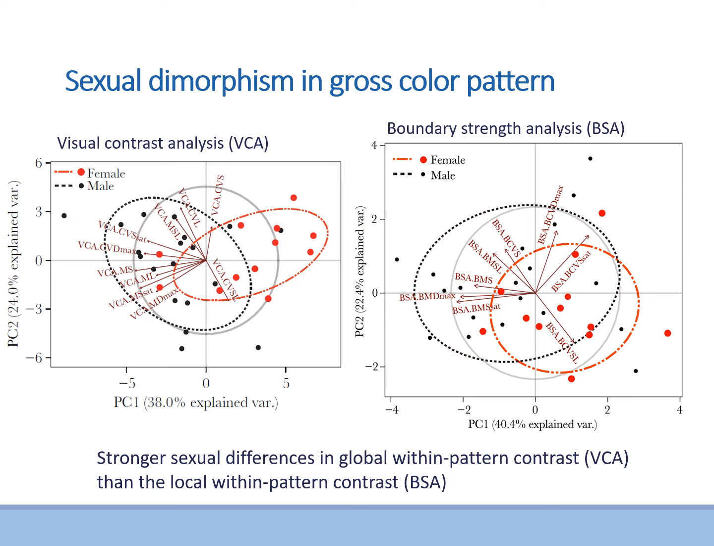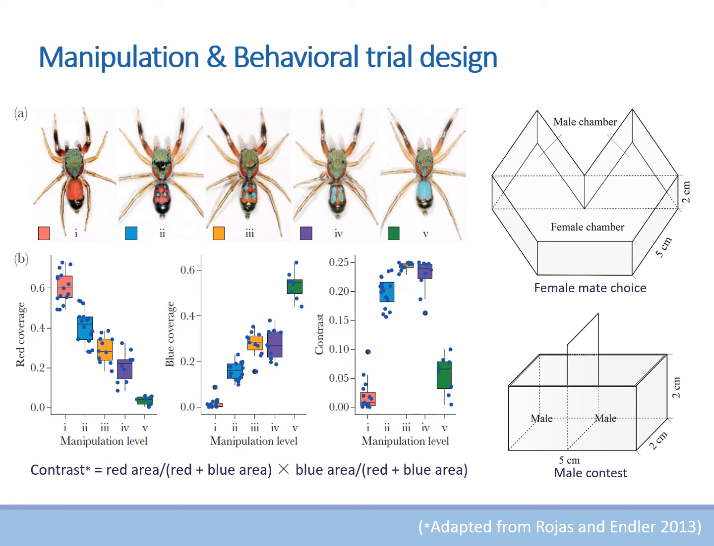We analyzed the QCPA output of gross color pattern with PCA as well. From the visual contrast analysis result, we noted that there is a stronger sexual difference in global within-pattern contrast, which was calculated based on the relative abundance of different color patches. For the boundary strength analysis result, the local within-pattern contrast, which was calculated based on the color adjacency of pattern components, is less different between the two sexes.